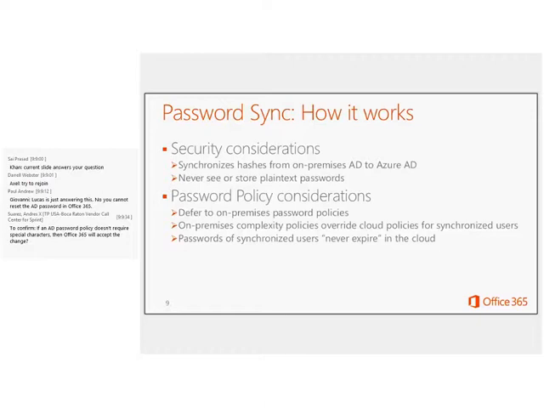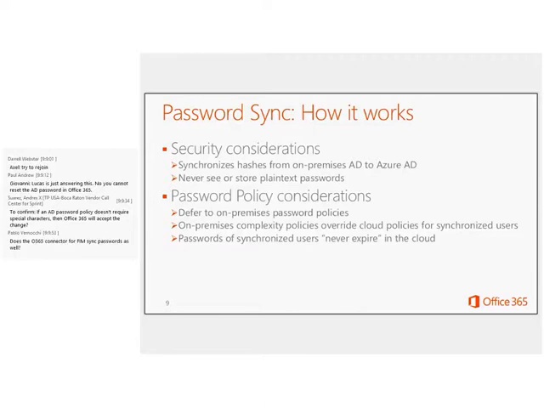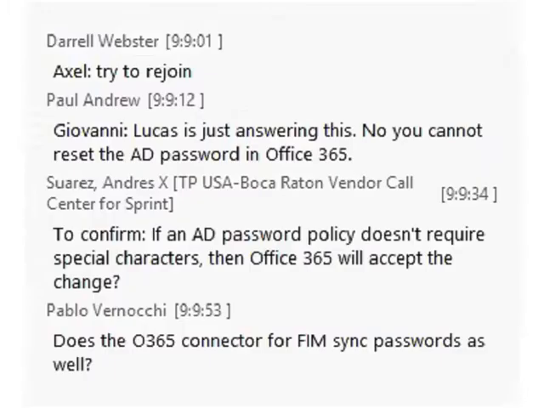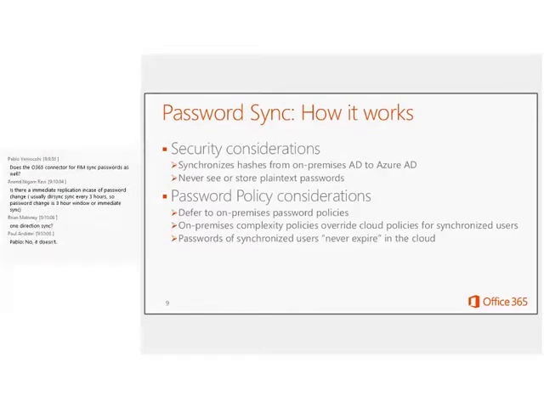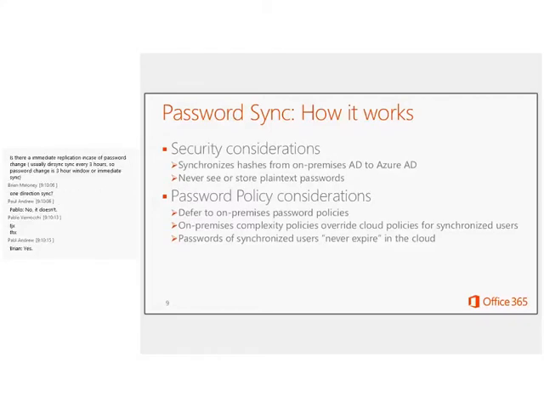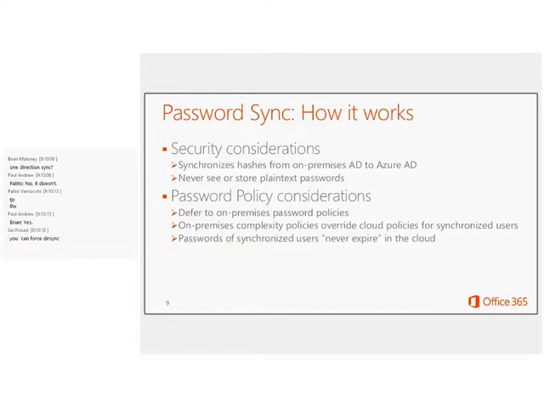As far as policy, you can think of the policies from a complexity perspective, as I talked about, as well as expiration of that policy. One of the things we decided from a design perspective is that when we synchronize that password hash to the cloud, we set that user to have a password that never expires. The idea is that password expiration will be controlled by the on-prem policy. So when the password expires on-prem, the user changes the password on-prem, and that gets synchronized to the cloud.